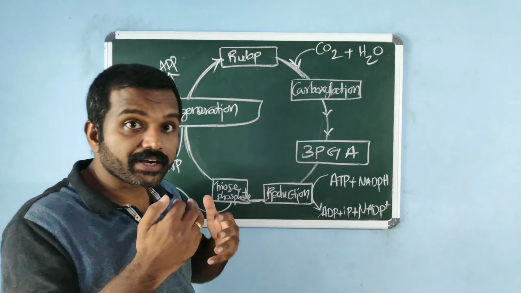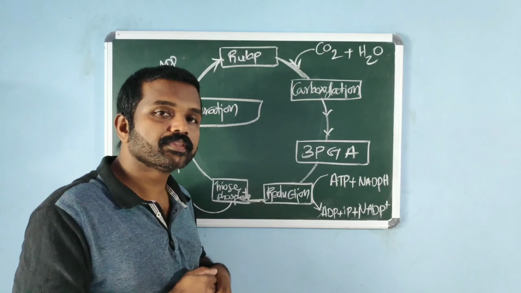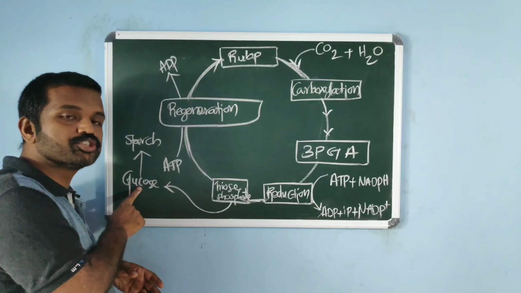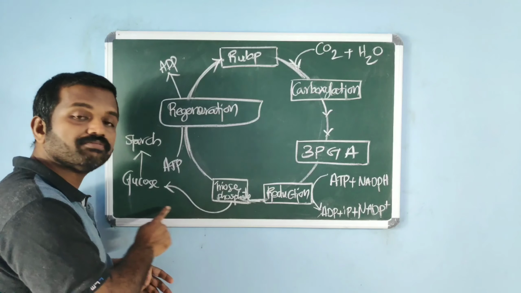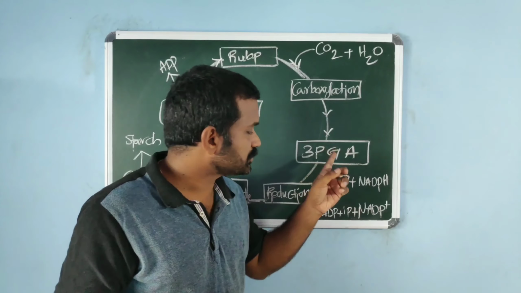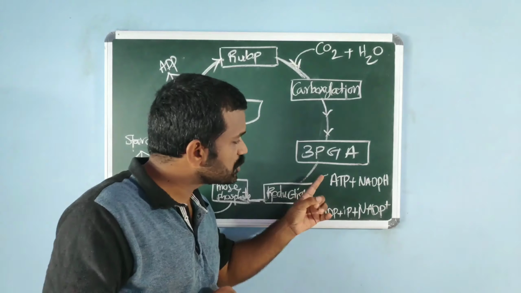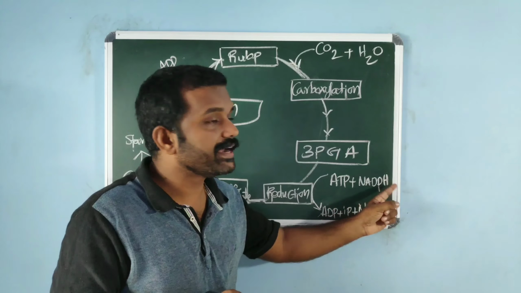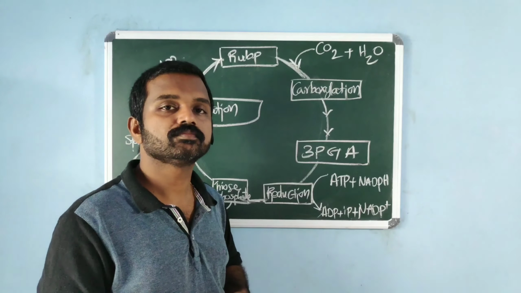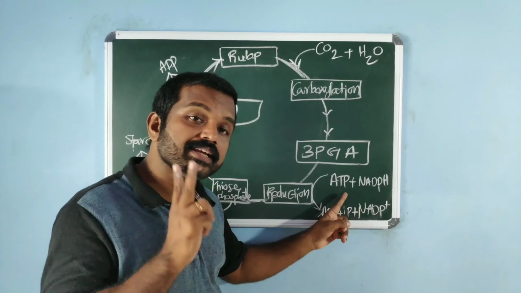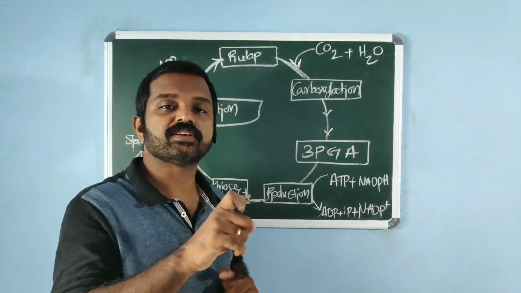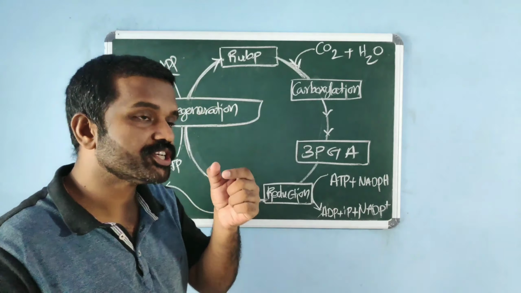Then the second step, reduction. The reduction step actually involves a series of reactions that ultimately yields glucose, which will be stored as starch in plants. And this reduction step utilizes ATP, energy, and NADPH. ATP for phosphorylation, NADPH for reduction. Here, 2 ATP and 2 NADPH are required per carbon dioxide molecule fixed. That is the requirement of the reduction step.